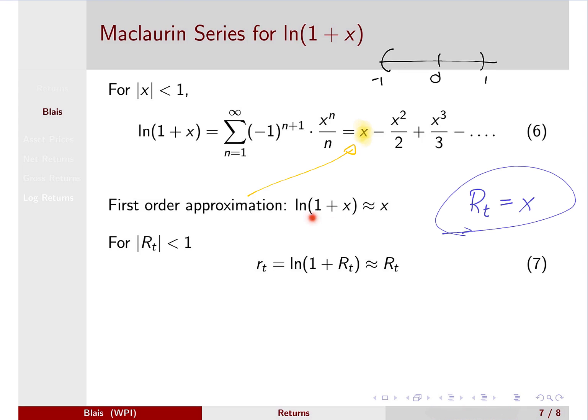Point being, this is usually a valid move. It's usually valid to use x as an approximation of natural log 1 plus x. So let's go ahead and replace x with R t. If we do that, we have this approximation. We plug R t in for x, and this is what results. We notice that on the left we have nothing more than the definition of the log return. So we see that the log return is an approximation to the net return.